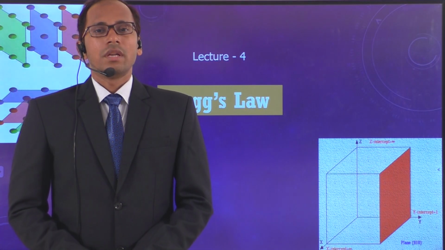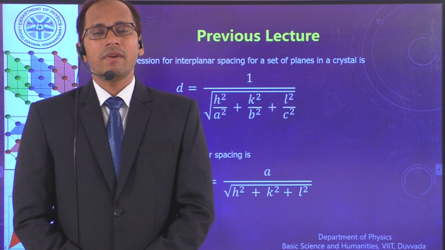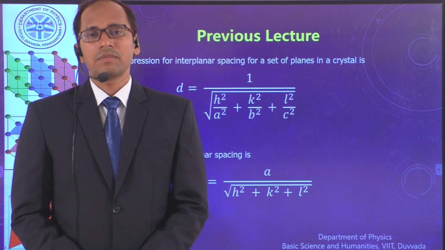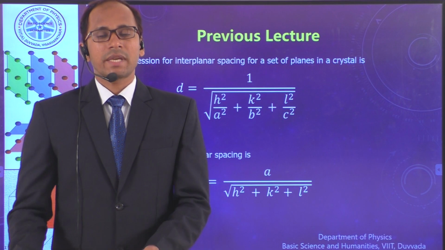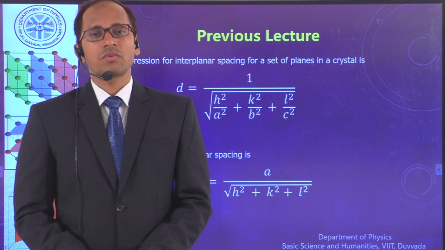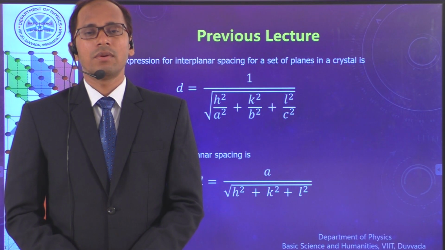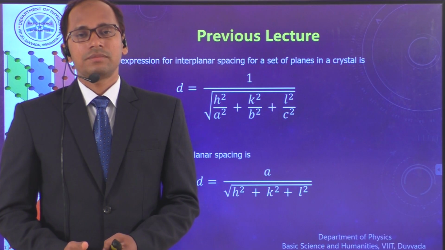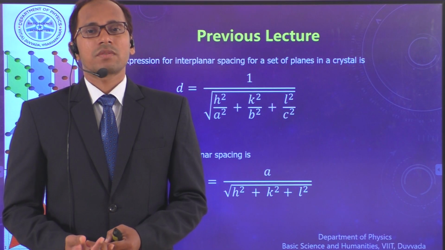Okay. Let us discuss about Bragg's law. Before that, just try to recollect what we discussed in the previous lecture. In the previous lecture, we have seen interplanar spacing for general crystal systems, where we arrived at the expression d is equal to 1 by square root of (h by a) whole square plus (k by b) whole square plus (l by c) whole square. And also for a cubic system, d is equal to a by square root of h square plus k square plus l square.